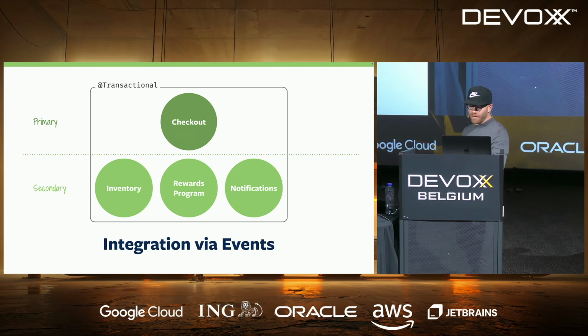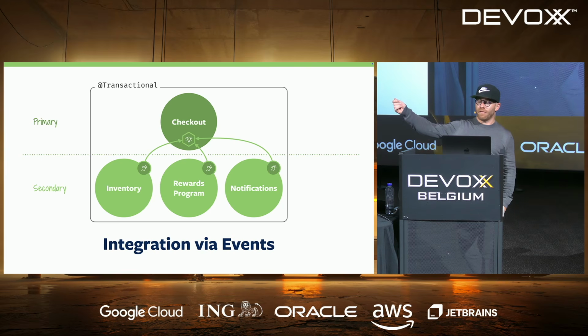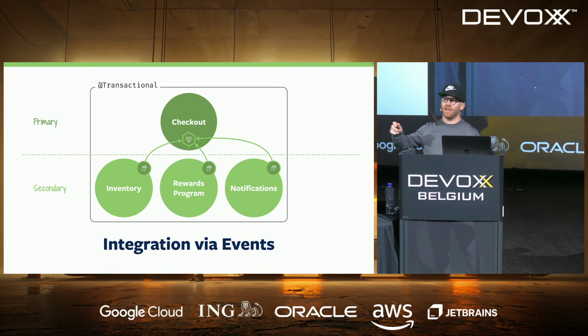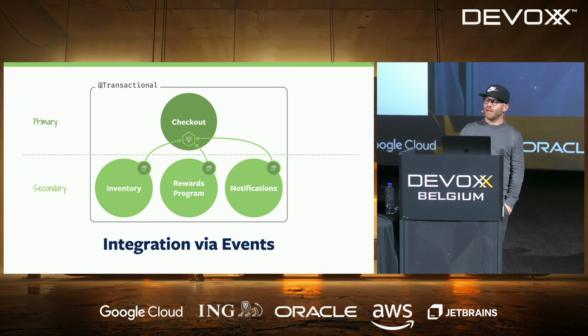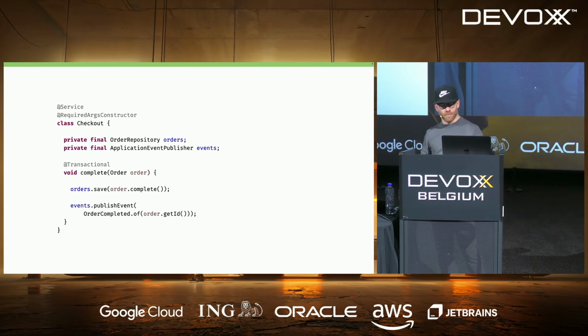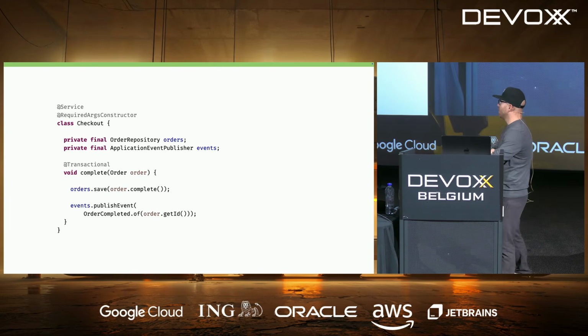The other thing that we could try, and this is something not many people in the Spring ecosystem are familiar with, is events. Instead of referring to the other things and having to invoke them, we could let the checkout signal, oh, here's something that happened, and the others could just react to it, right? So our code base would change to the following.